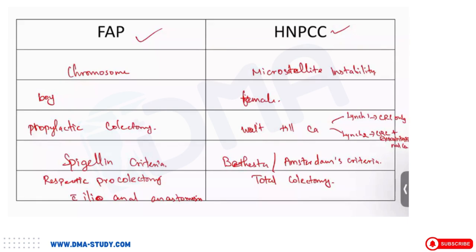Malignant risk, what type of peptic ulcer you may see? Gastric or duodenal? Malignancy risk is seen in gastric or duodenal peptic ulcer? Gastric. Type B gastritis is associated with H. pylori infection. Type A is associated with autoimmune.